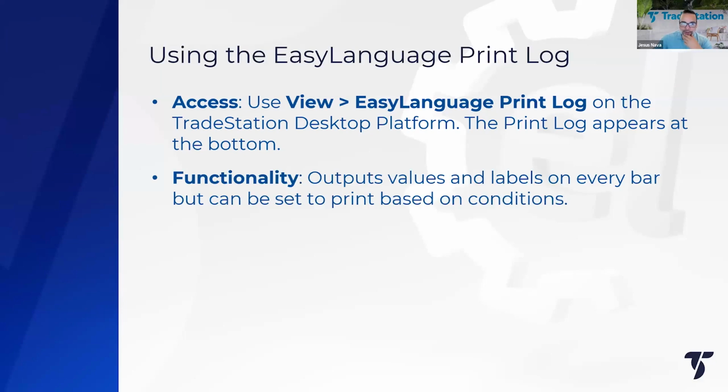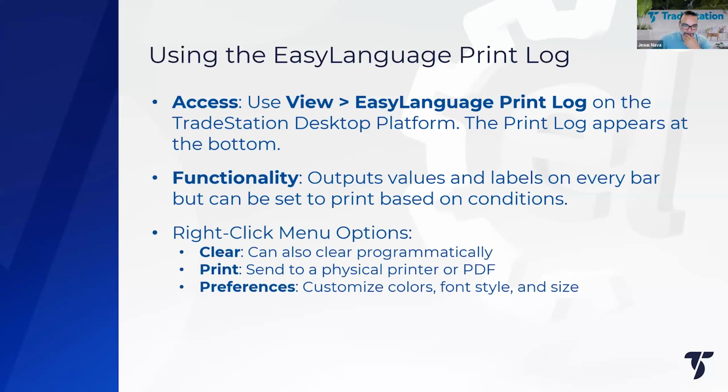Once you have the print log, of course, it is going to receive all the outputs that are sent by the print statement, and you'll see everything that is printed there. A few things that you're going to find in the print log is that you can clear it. So right-click inside of the print log to clear all the information in case you want to start from scratch. Right-click and print to send to a physical printer or a PDF. And then you have preferences as well, if you want to customize the colors, the font style, and size. Those are things that you can do to the print log. And if you use it a lot, then it may be interesting to change some of these styling preferences.